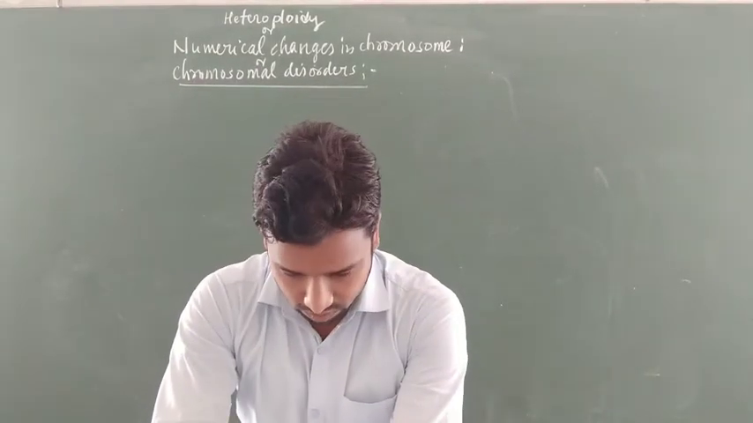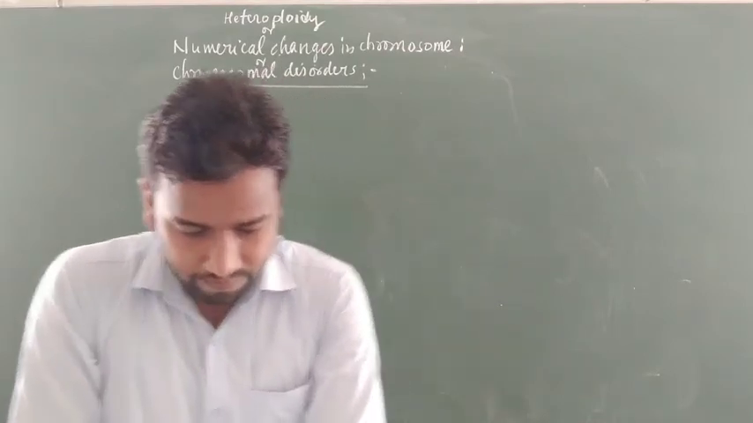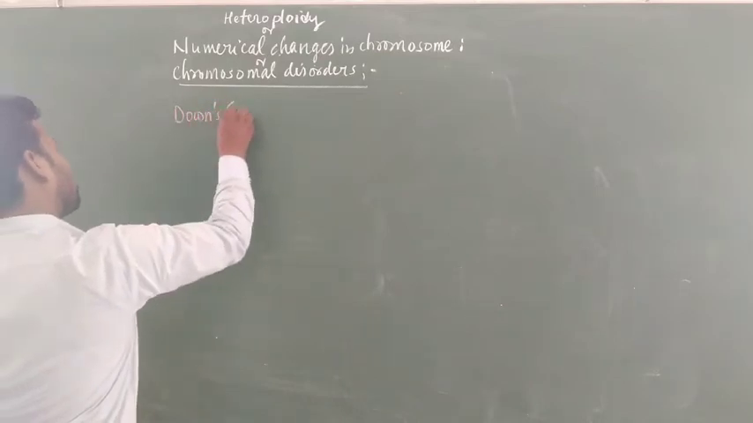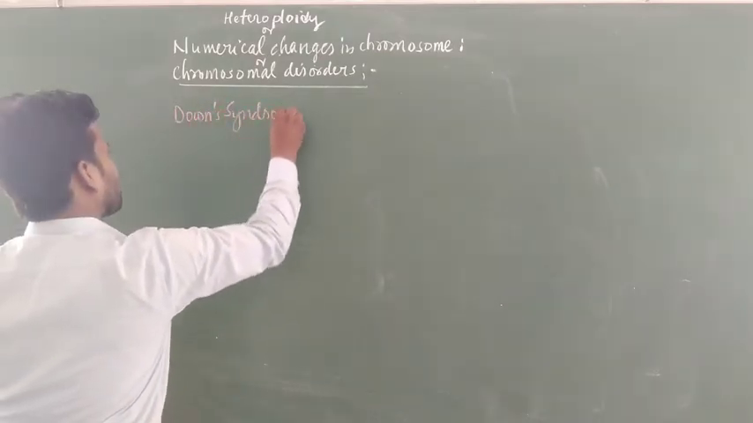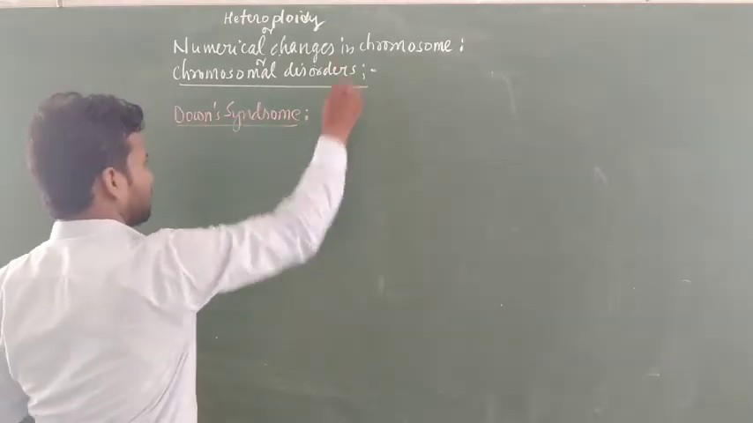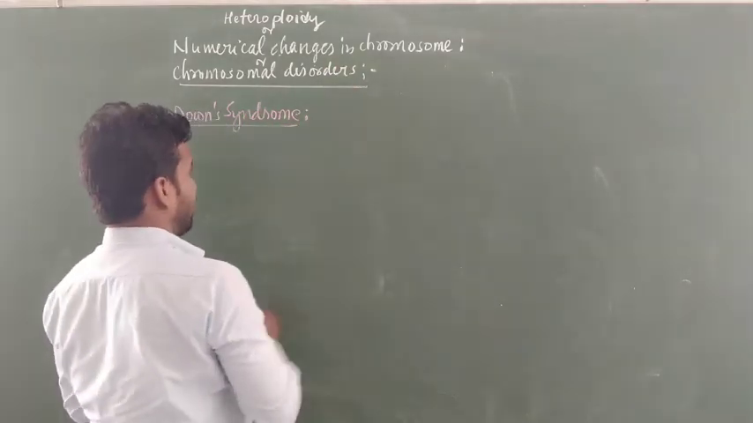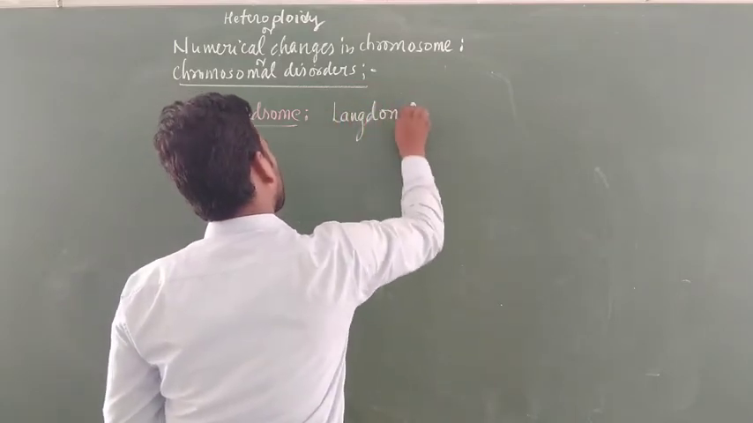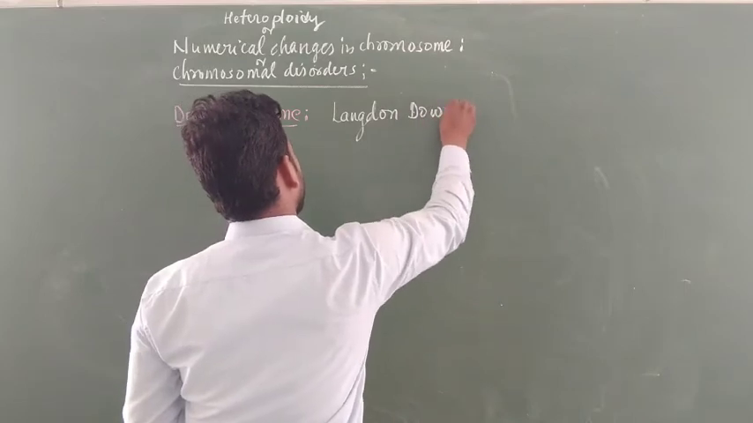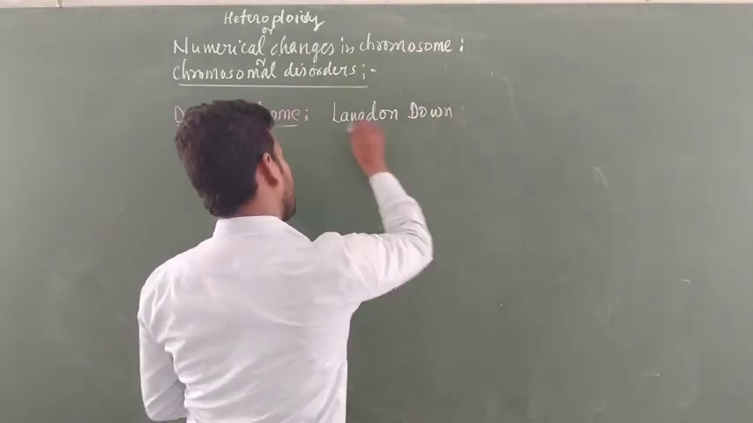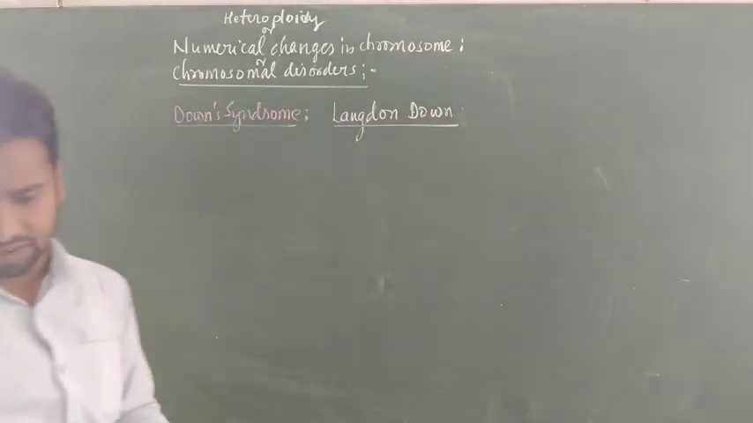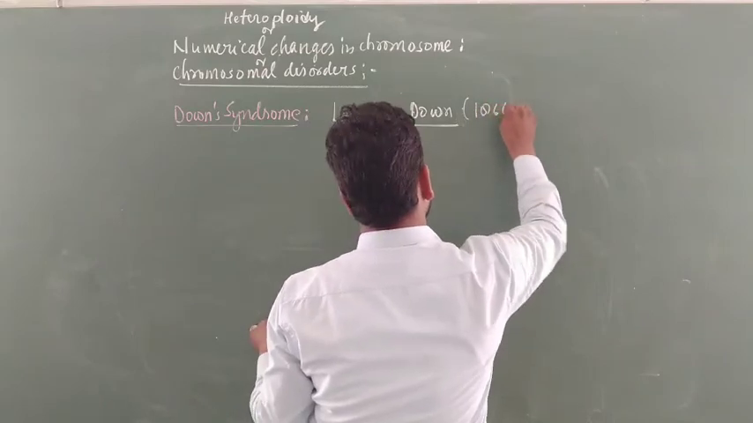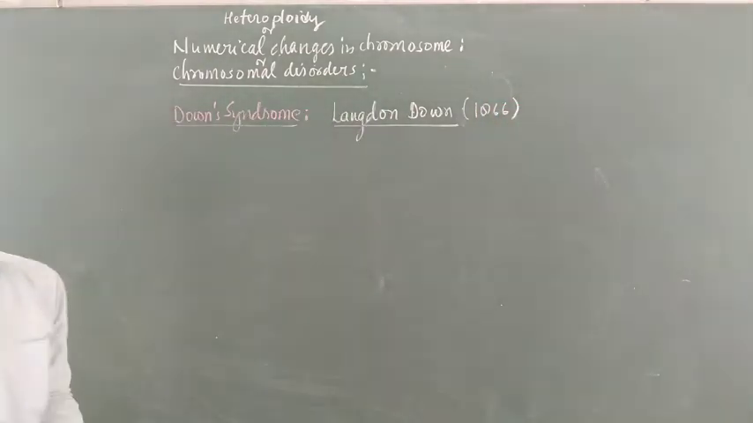Now, what is Down syndrome? Down syndrome was first observed by Langdon Down, and in honor of his name the disease is called Down syndrome. This syndrome was observed in 1866 by Langdon Down.